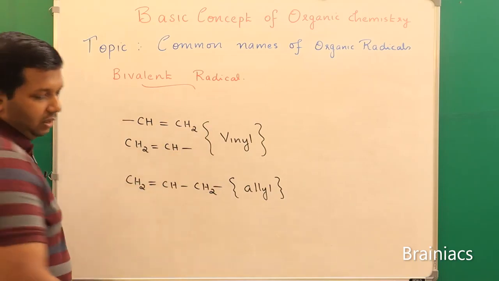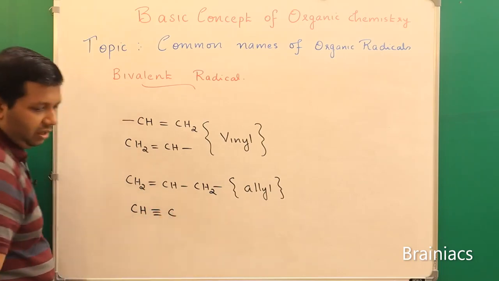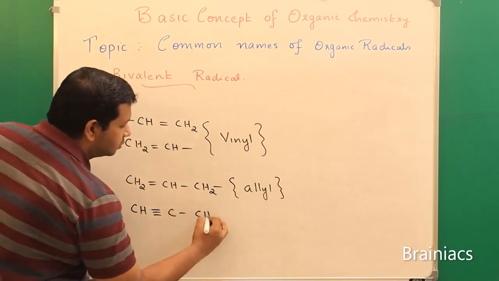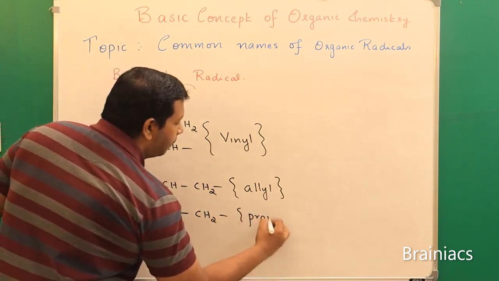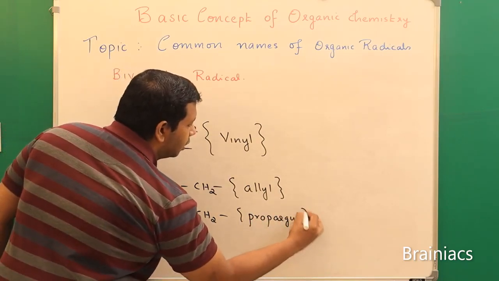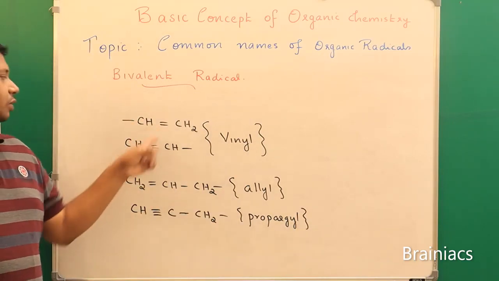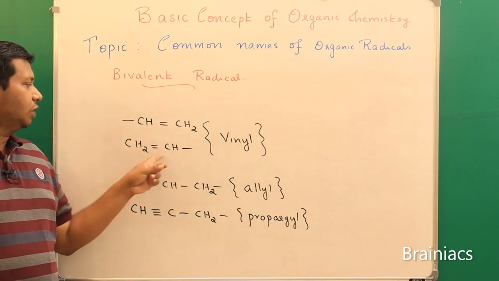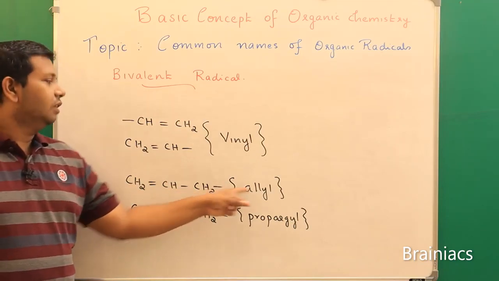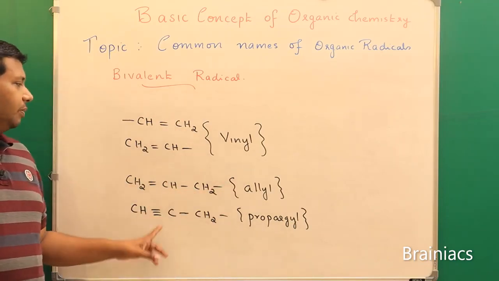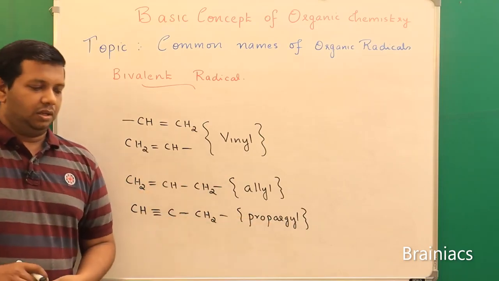The third one is when a triple bond comes, CH triple bond C, then CH2, like this. So this is called propargyl. These three are special unsaturated cases, because double or triple bonds are there. When it is CH2 double bond CH hyphen, it is called vinyl, and CH2 double bond CH hyphen CH2 is called allyl. And if a triple bond comes in allyl, very simple, the double bond replaced by a triple bond, then we call it propargyl.